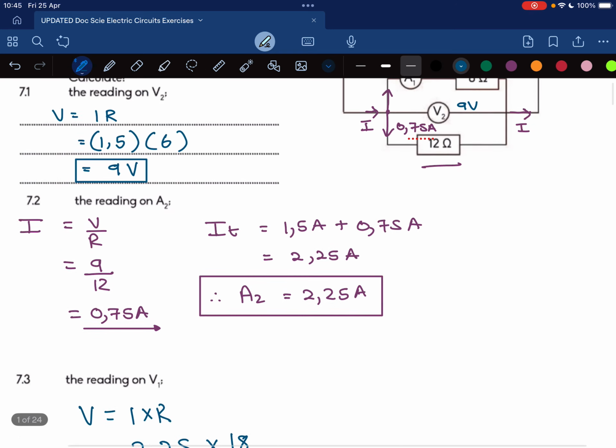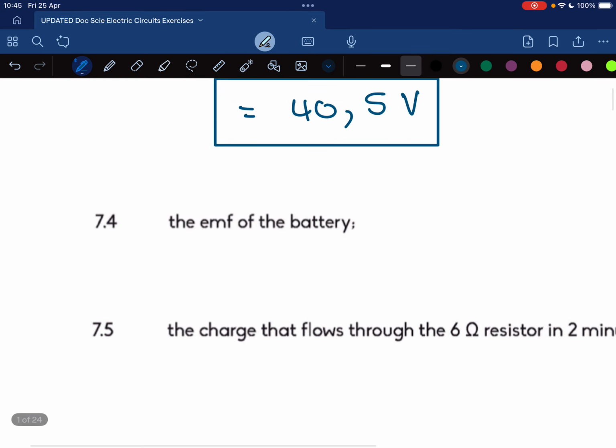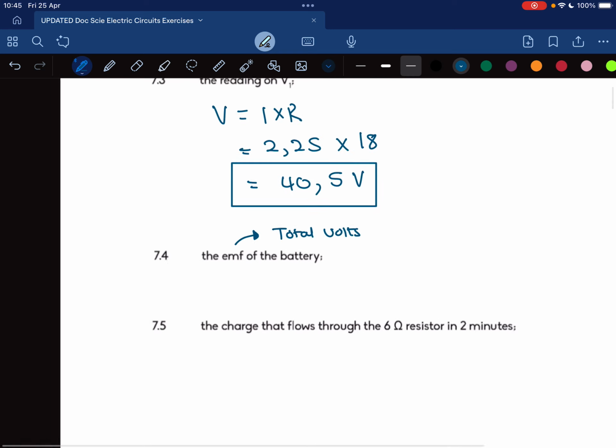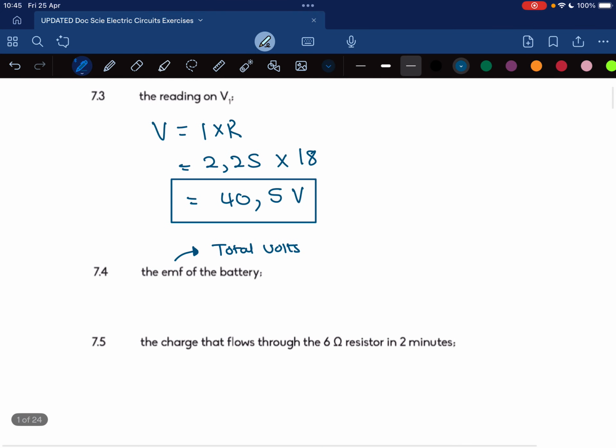Then 7.4 says to calculate the EMF of the battery. Now the EMF of the battery, for now, we understand it as the total volts. Okay, that's what EMF means in our case. So all we have to do is figure out basically what is the reading on V3. That's basically what it's saying.